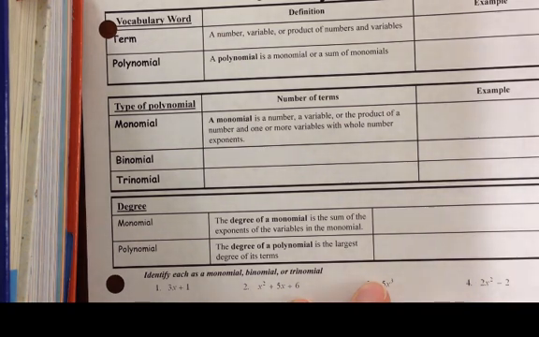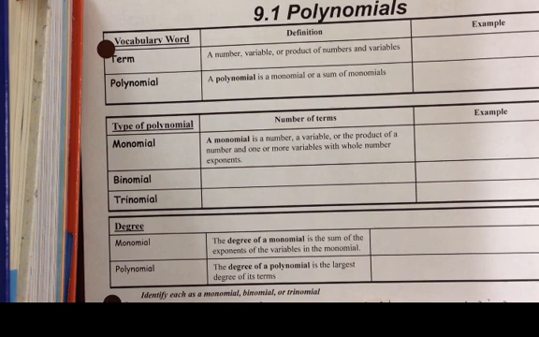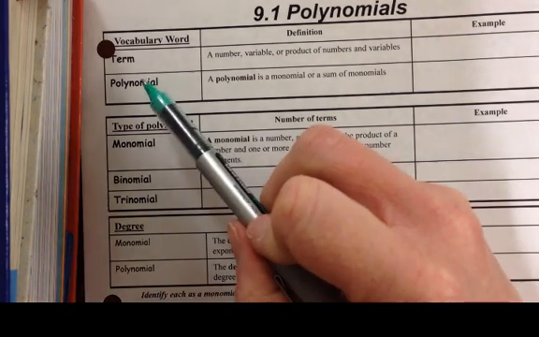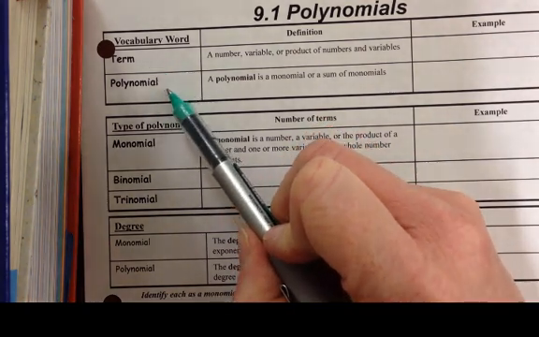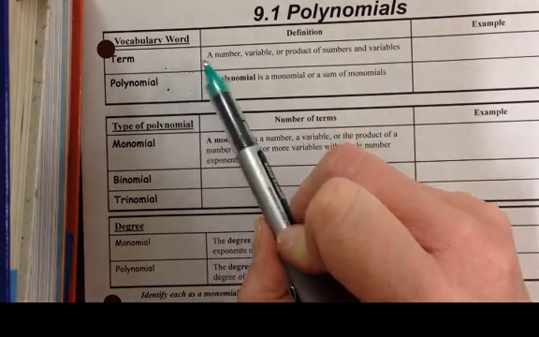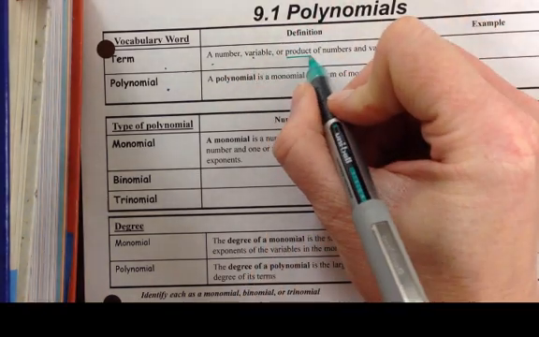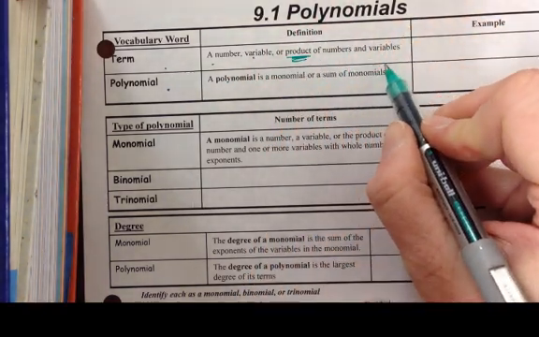Let's go with section 9.1 over polynomials. Let's talk about the vocabulary in this section because these are words that I'm definitely going to use. We've talked about term and polynomial before. A term is just a number, variable, or a product of numbers and variables.